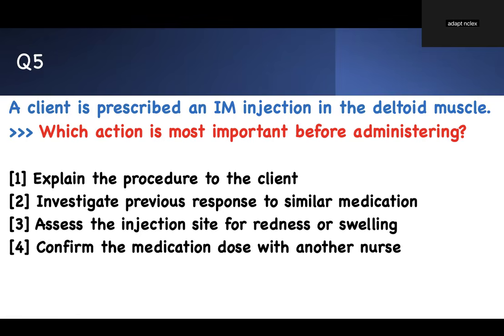The client is prescribed an IM injection in the deltoid muscle. Which action is the most important before administering? Rewrite the question. Figure out what is going on. Buzzword: prescription for IM injection. What would you do? What important step would you take before giving the medication?